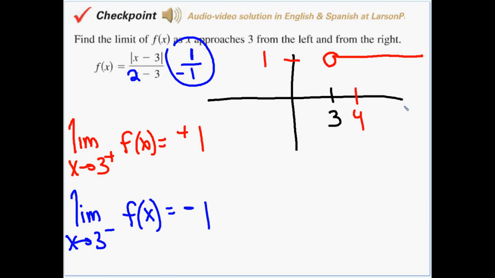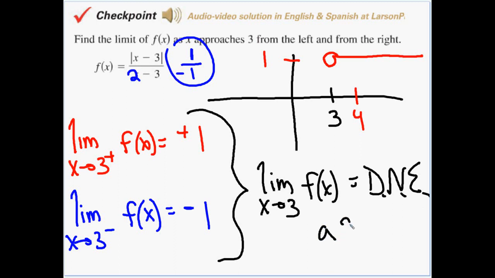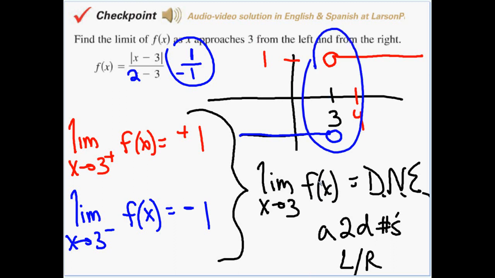So now I got my left and my right limits. I can look at them together and say this limit as x approaches 3 of f of x does not exist, DNE. And the reason would be approaching two different numbers from the left and the right. We got a gap in our graph. If I graphed it up here, we'd be coming down here. I should use blue ink. We would be approaching here at negative 1 as we approach 3. So there's our gap in the graph. That's the smoking gun. The limit failed to exist.